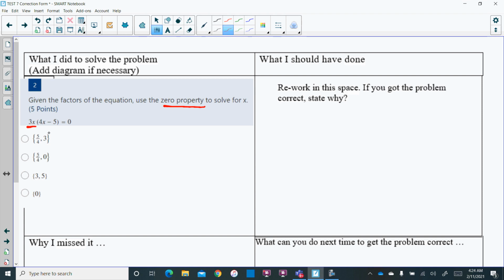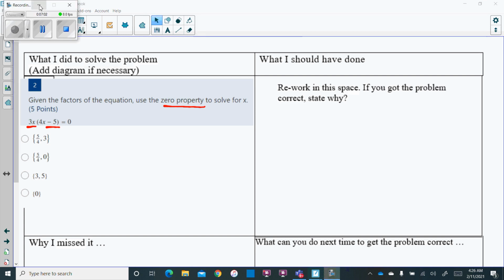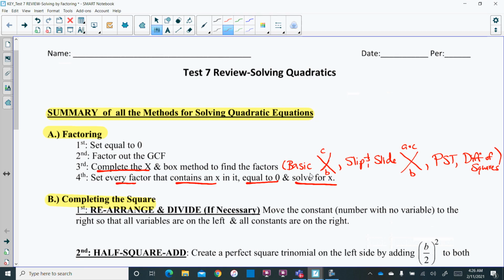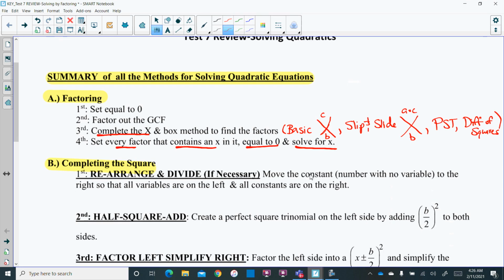The 0 property basically just says, if I wish I had the summary up here. Hold on, let me see if I can find it. Maybe not. Let me pause this. Okay, what I wanted to refer to was, I think I can open it now. There it is. What's the summary that you had to go with this test? And since we're solving by factoring, but on this specific question, they have already given us the factors.